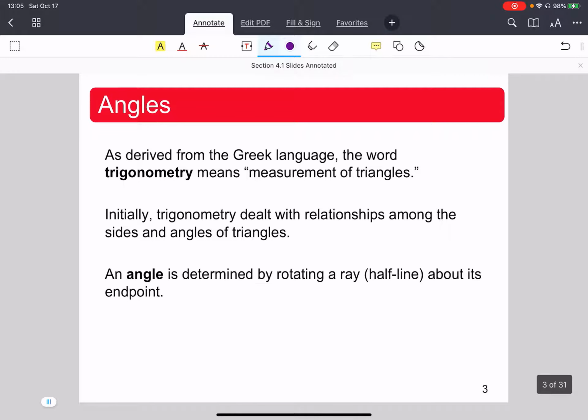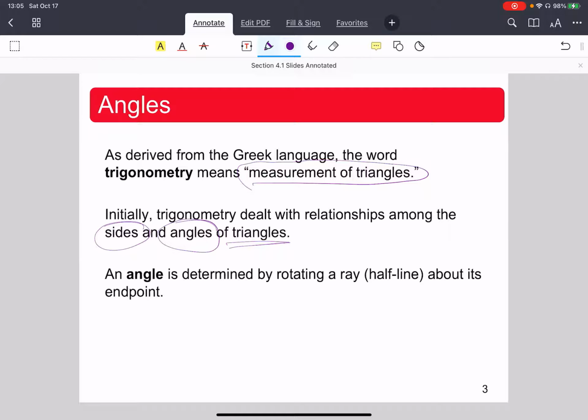First thing we're going to do is go ahead and describe what an angle is. In the Greek language, the word trigonometry means measurement of triangles. Initially, trigonometry dealt with relationships among the sides and angles of triangles, because those are the components of triangles. And in trigonometry, people were interested in looking at sides, doing some measurements, and investigating angles.